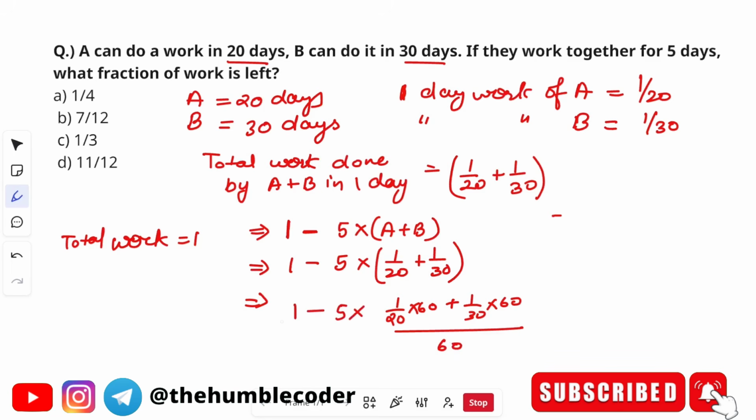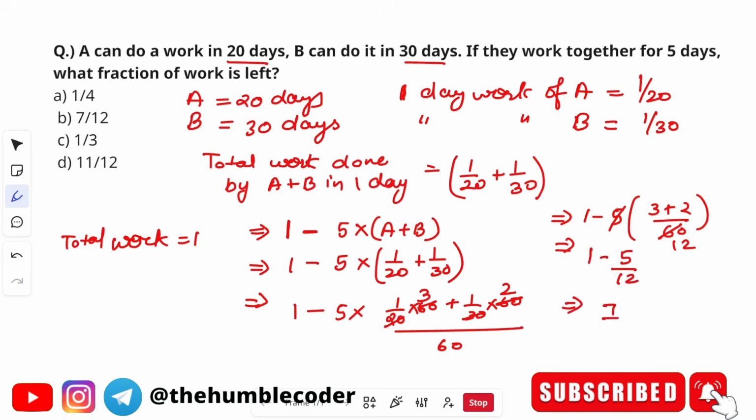Let's try to solve it further. So 1 minus 5 multiplied by, this will be 3, this will be 2. So 3 plus 2 by 60. When we cancel this out, 5 will get cancelled, and 5 twos are 10. So 1 minus 5 by 12. Then we will further solve it. It will be 12 minus 5, which will be 7 by 12.